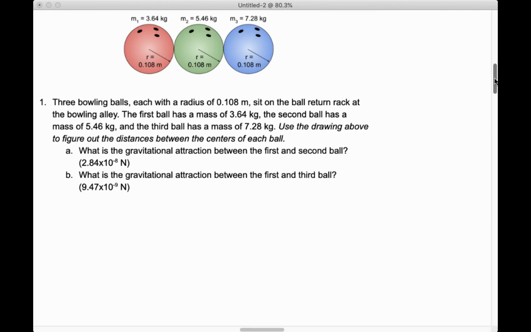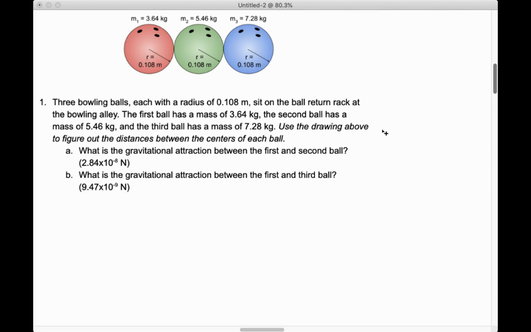This is problem 1 from the Chapter 13 study guide. In this problem, we have 3 bowling balls, each with a radius of 0.108 meters. I Googled it. They're sitting on the ball return rack at the bowling alley. We know the masses of each of the balls. And then in italics, it says, use the drawing above to figure out the distances between the centers of each ball. Yeah, drawing sketches, really helpful. Physics teachers love sketches. So let's see what we're actually trying to figure out here.